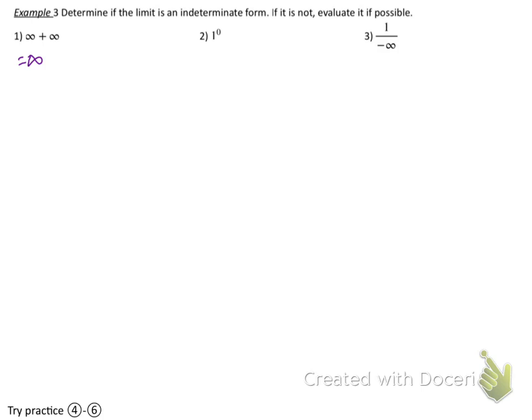Now 1 to the 0 power. In the limit, the base approaches 1 and the power approaches 0, so 1 to anything is 1, and anything to the 0 is 1. Both of them are pulling you to 1 instead of two different numbers, so it just will be 1. Finally, 1 over negative infinity: 1 over a very large negative number. 1 over infinity gives you 0, and this will be 0, but a small negative number. So the limit will be 0.